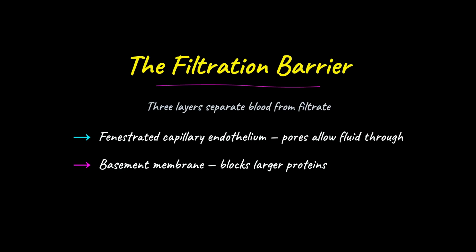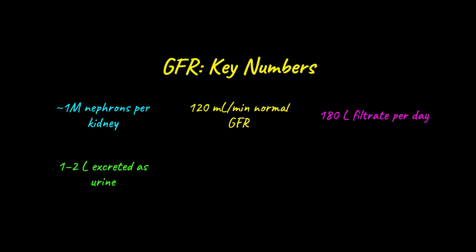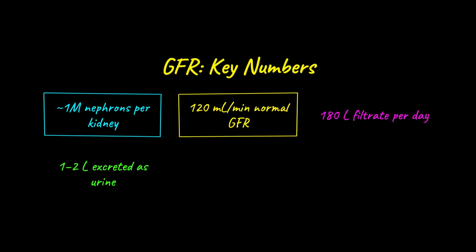Small molecules like glucose, ions, and urea pass freely. Large molecules like albumin and red blood cells are blocked. Their appearance in urine signals barrier damage. The glomerular filtration rate averages about 120 milliliters per minute, producing roughly 180 liters of filtrate daily.